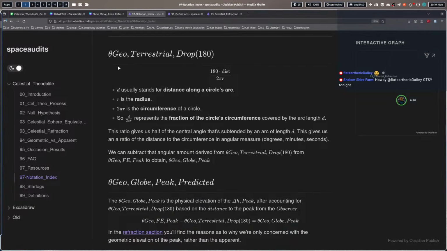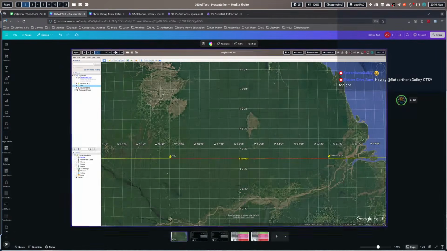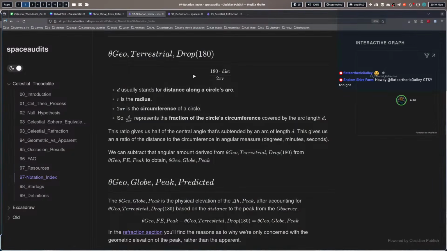All right, so now that we've gone over what all these represent here, we'll go over the formula. So we've got 180 times the distance over 2 pi r. This is going to tell us how much drop over distance there is. That's going to tell us the vertical drop of an arc length.